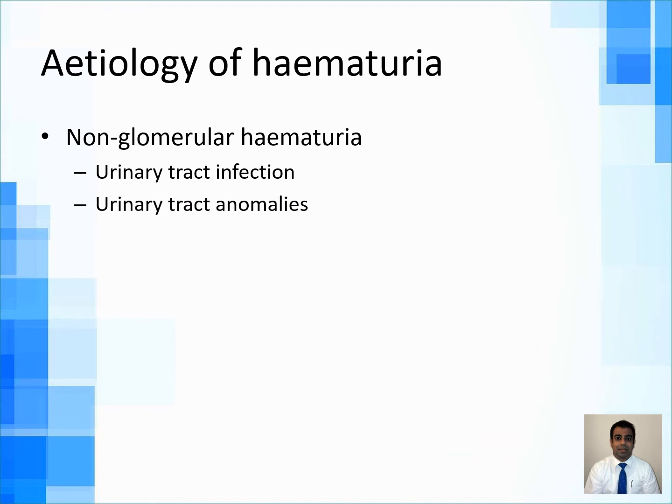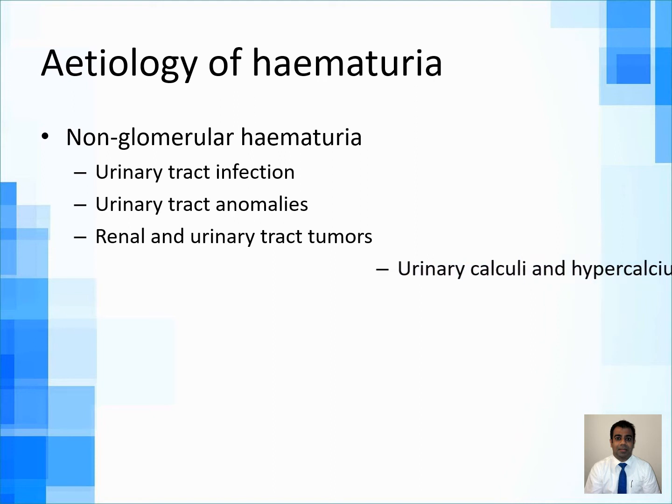There can be various urinary tract anomalies, like a patient with a hydronephrosis, where back pressure and rupture of blood vessels can cause hematuria. Renal and urinary tract tumors are not at all common in children, but it's a common cause of hematuria in adults. Bladder tumors and renal cell carcinoma can cause hematuria. The common entity in pediatric practice is a Wilms tumor, which is a tumor of the kidneys that occurs in very small children. These patients can present with a renal mass associated with hematuria.